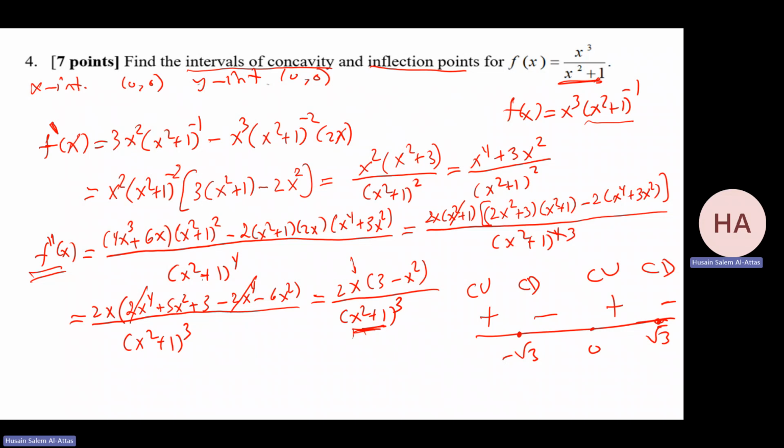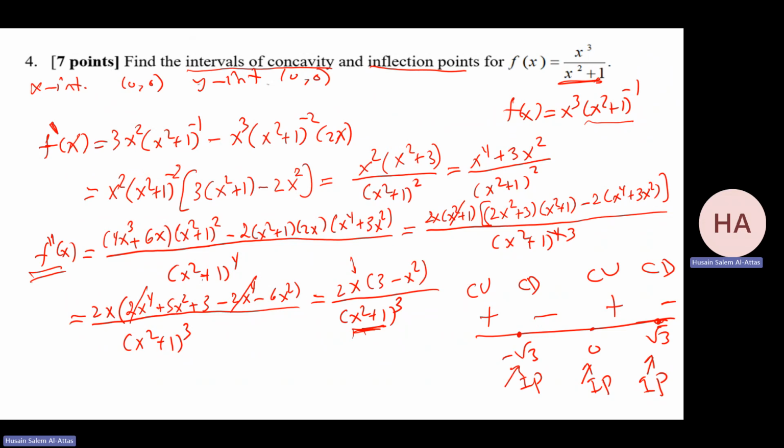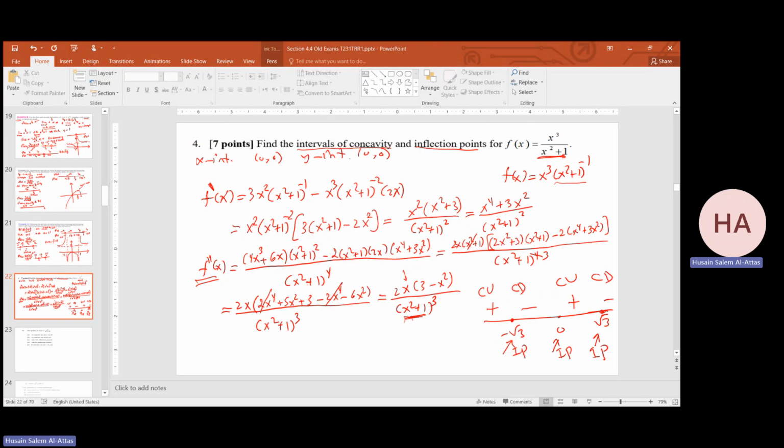And inflection points: yes, I have an inflection point here, here, and here. Okay, I think this is enough. After that, we'll go to the multiple choice questions. I think this will be enough to understand the basics of this section. Let me stop the recording. Thank you.